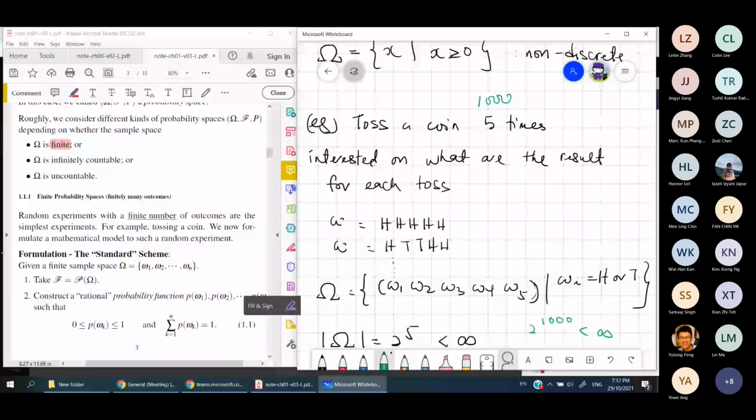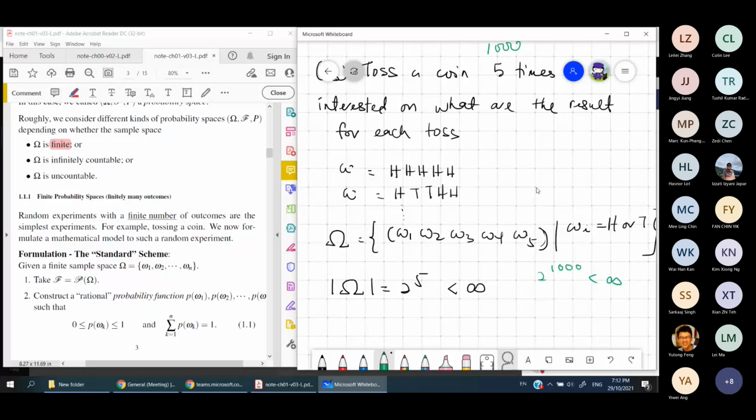So actually, it really depends on what phenomenon you are interested in. That is the case for that.